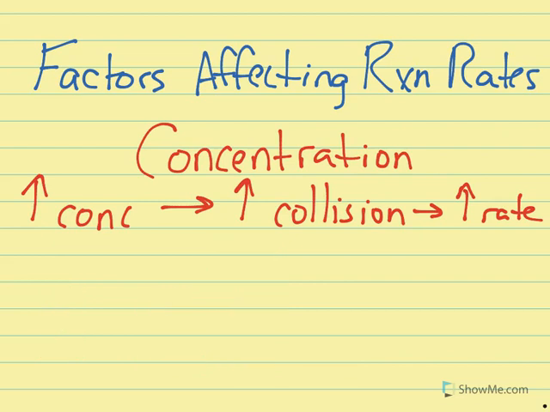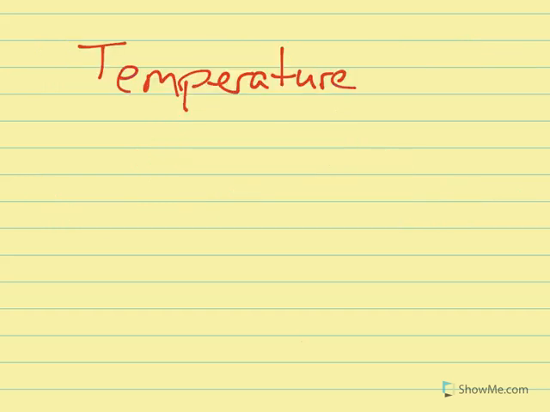So a good generalization that we can make is an increase in concentration results in more collisions, which will result in a faster reaction rate. The next major factor affecting reaction rates is temperature. And you can think about this one pretty intuitively. If you increase the temperature of a system, of some particles, you're going to increase the velocity of those particles.